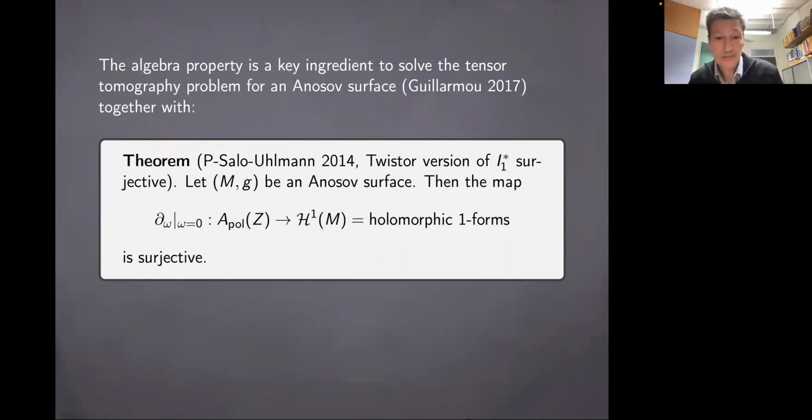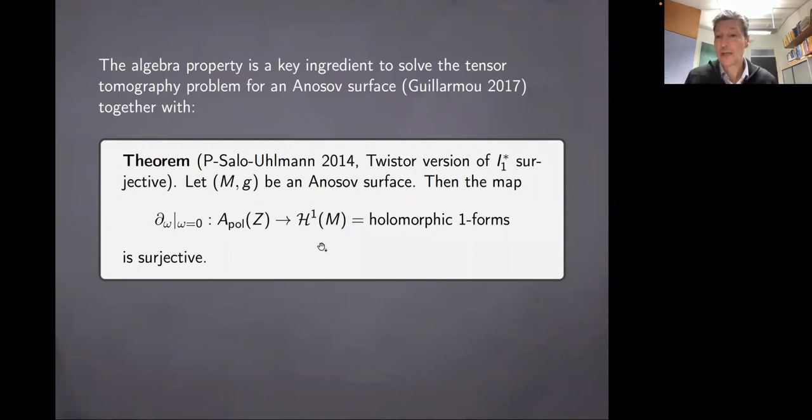And this was the thing that we proved at the time, and we got a feeling that these were kind of key: essentially, if you have an Anosov surface, the map that, rather than taking the restriction to the zero section of twistor space, takes the first derivative, is actually surjective. It picks up holomorphic one forms, and you actually get all the holomorphic one forms by going this way.